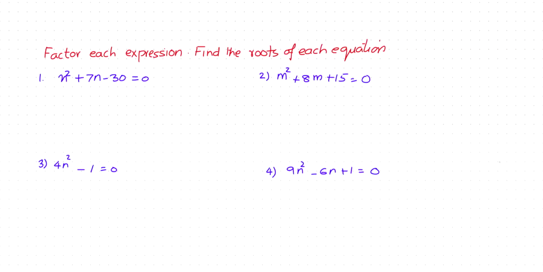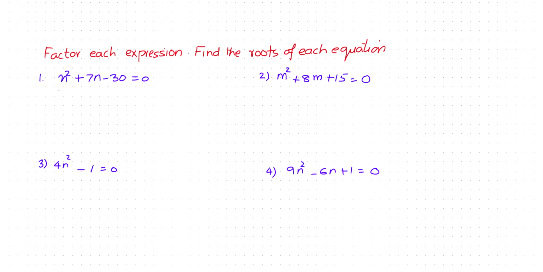In this video, we'll factor each expression and find the zeros of each equation. So इस एक्सप्रेशन को हम फैक्टर करेंगे और उनके रूट्स को फाइंड आउट करेंगे. So n squared plus 7n minus 30 equals 0. So first we will factor. So factor करने के लिए ये n squared is 1n squared.